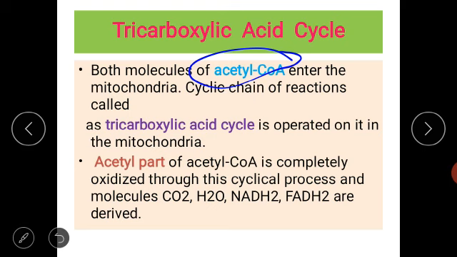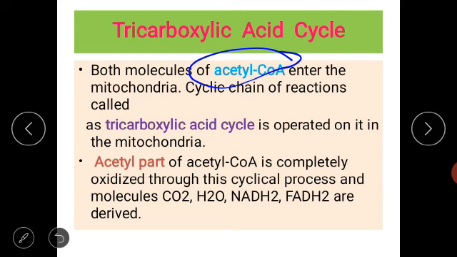So take a note of it: glycolysis operates in the cell cytoplasm and the tricarboxylic acid cycle operates in the matrix of the mitochondria. When acetyl CoA enters the mitochondria, the cyclic chain of reactions, that is the tricarboxylic acid cycle, operates and energy is produced.